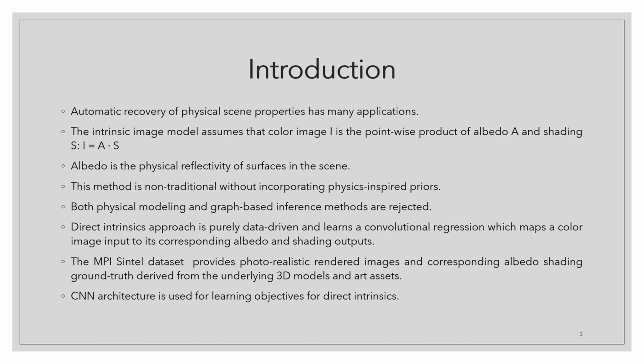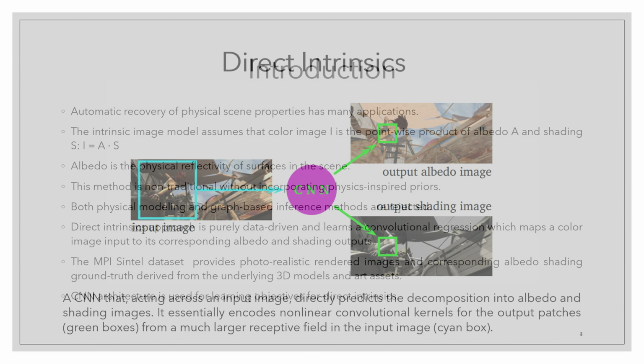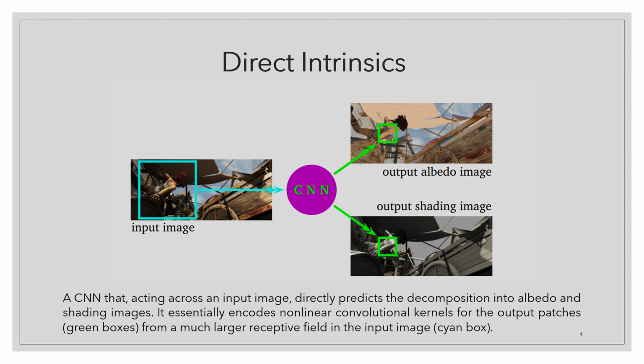The data availability roadblock is circumvented by training on purely synthetic images and testing on both real and synthetic images. The MPI Sintel dataset produces photorealistic rendered images and corresponding albedo shading ground truth derived from the underlying 3D models and art assets. These were first used as training data by Chen and Koltun for deriving a more accurate physics-based intrinsics model. Now, what is direct intrinsics?